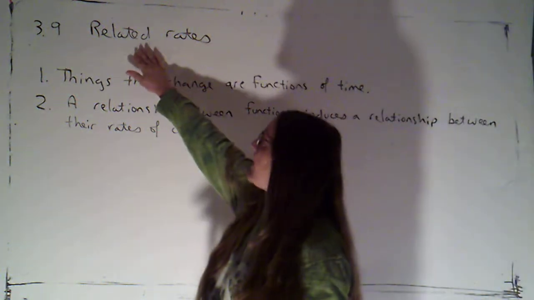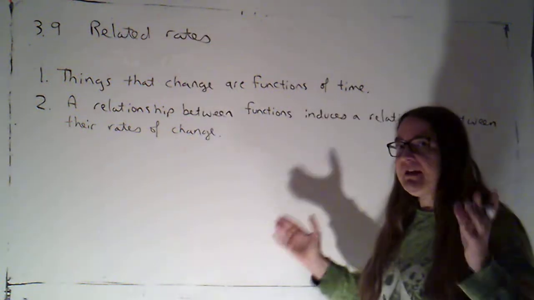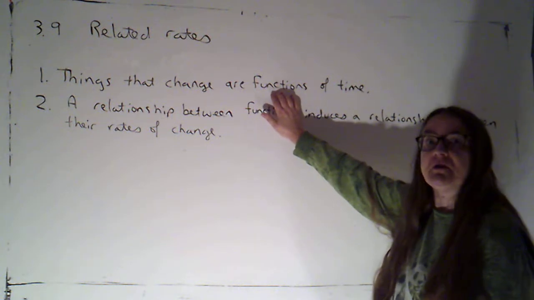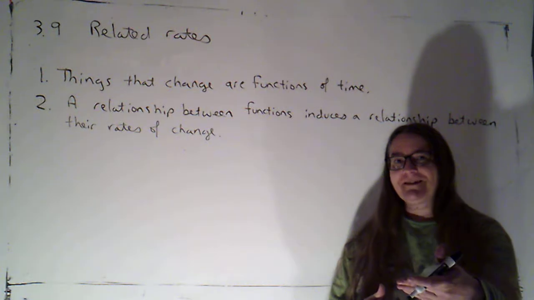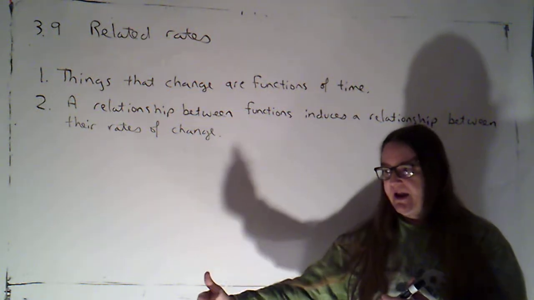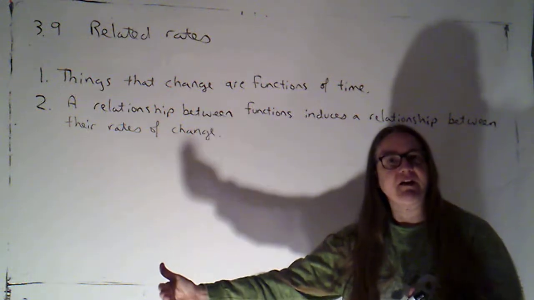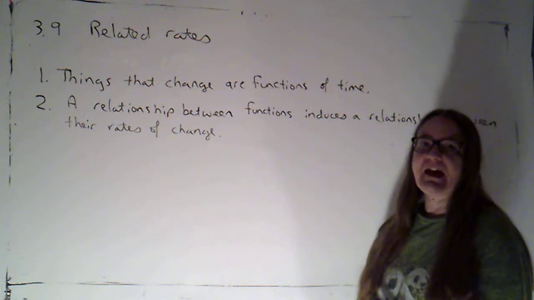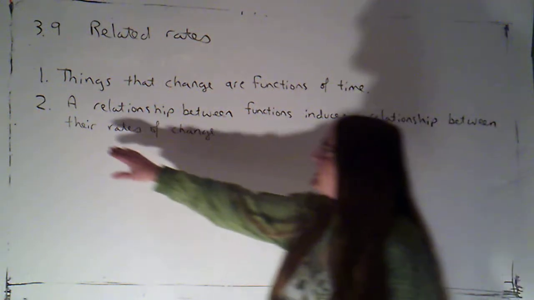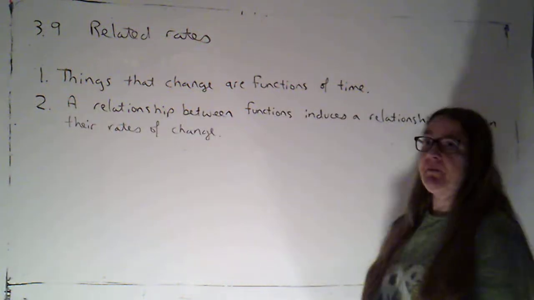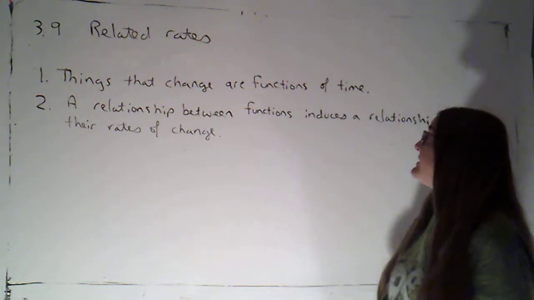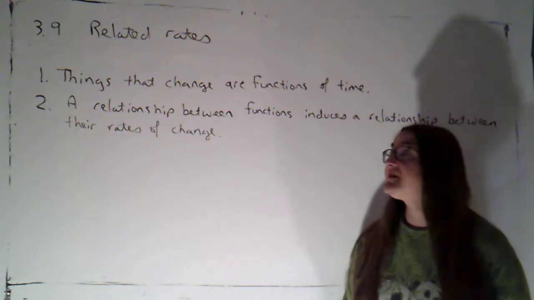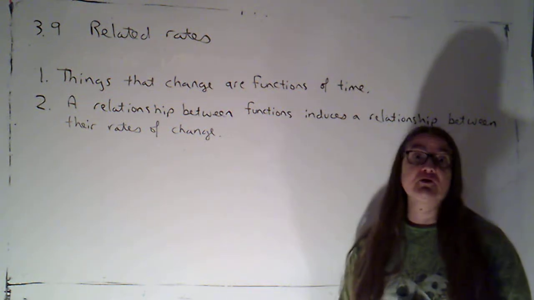So 3.9 is about related rates. And the two key concepts that we need here are that things that change are functions of time. If something changes, it has one value now. Time passes, it has a different value at a different time. So I can think of time as the input and the value of that changing thing as the output of that function. Okay. And then the second key concept is if I have a relationship between two or more functions, that's going to induce a relationship between their rates of change. So that if they're differentiable functions, that induces a relationship between their derivatives.